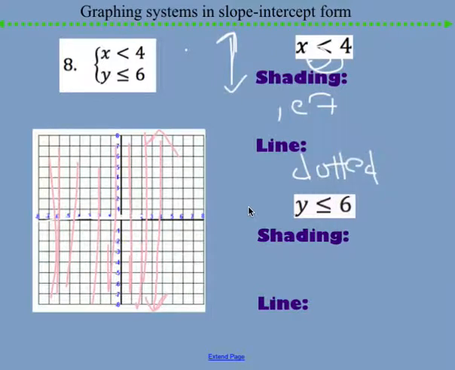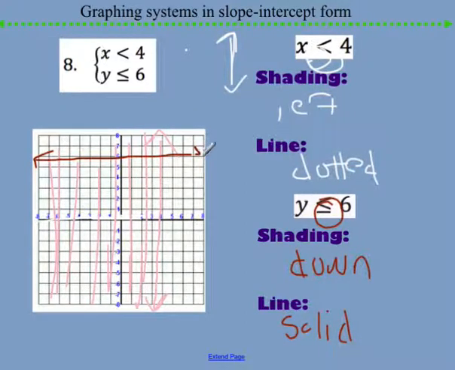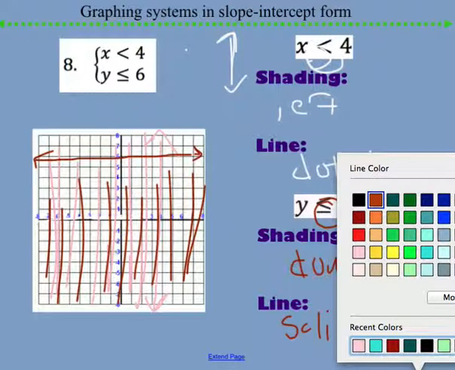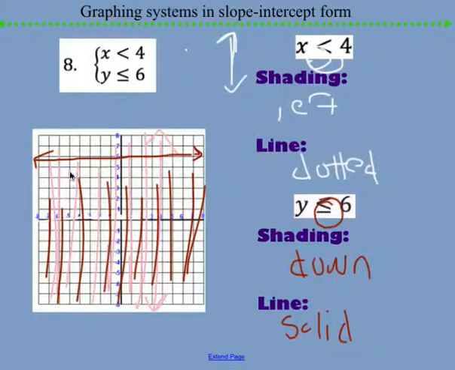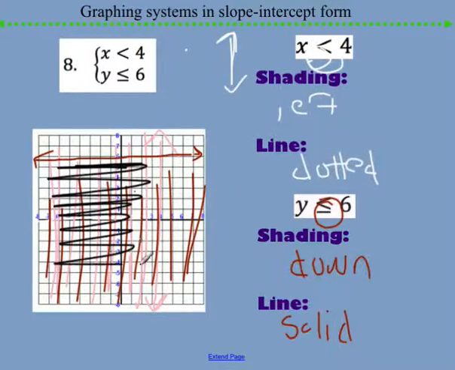So if y is less than or equal to 6, we're going to have a horizontal line, and since the alligator is facing away, we're going to shade down, and notice that little solid line underneath. That means we need to draw a solid line. So we have a solid line here, and then we're going to shade down from it. So actually, this whole big region right here is a solution to our problem.